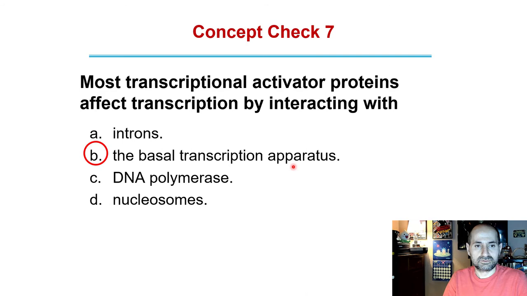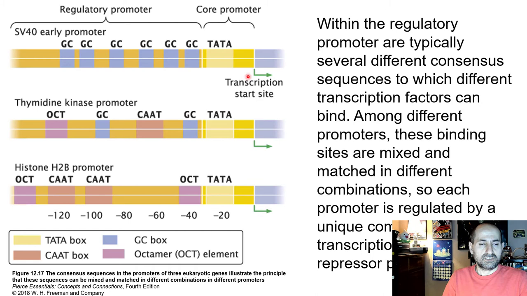Now, here's an interesting thing. Again, in eukaryotes, you have your TATA box, right? That's a recognition sequence for your RNA polymerase. However, you have these other recognition sequences as well. These are regulatory sequences, or consensus sequences. And here's what you need to know.